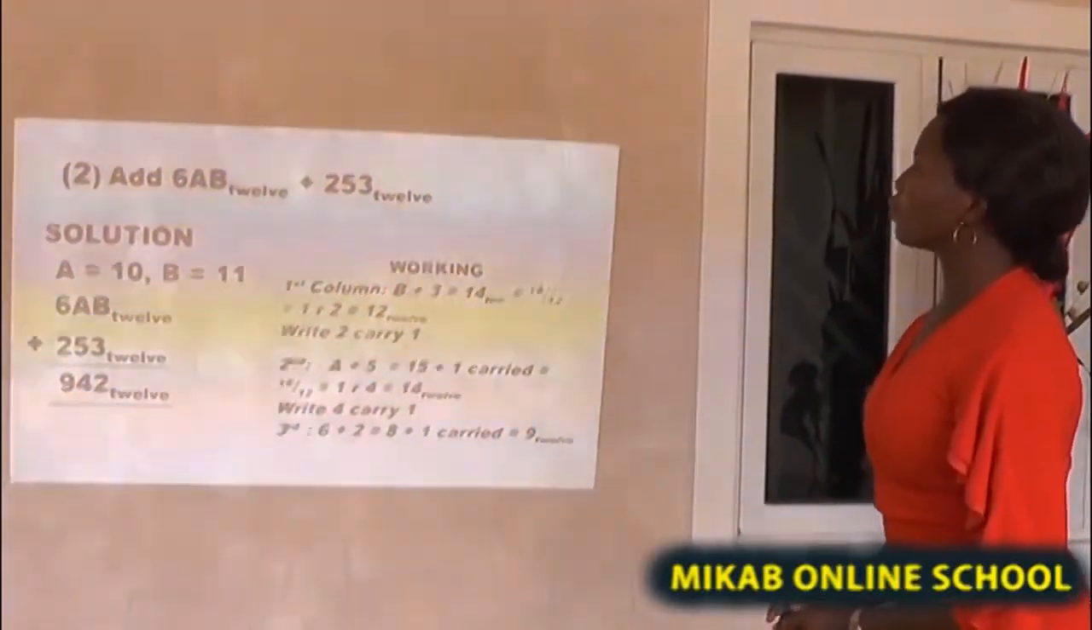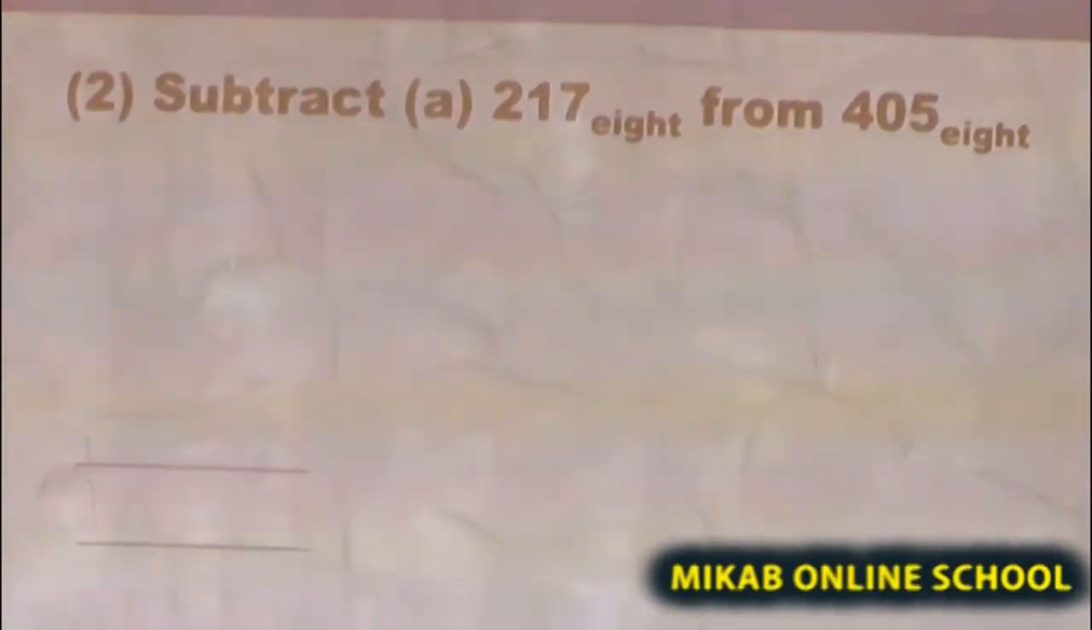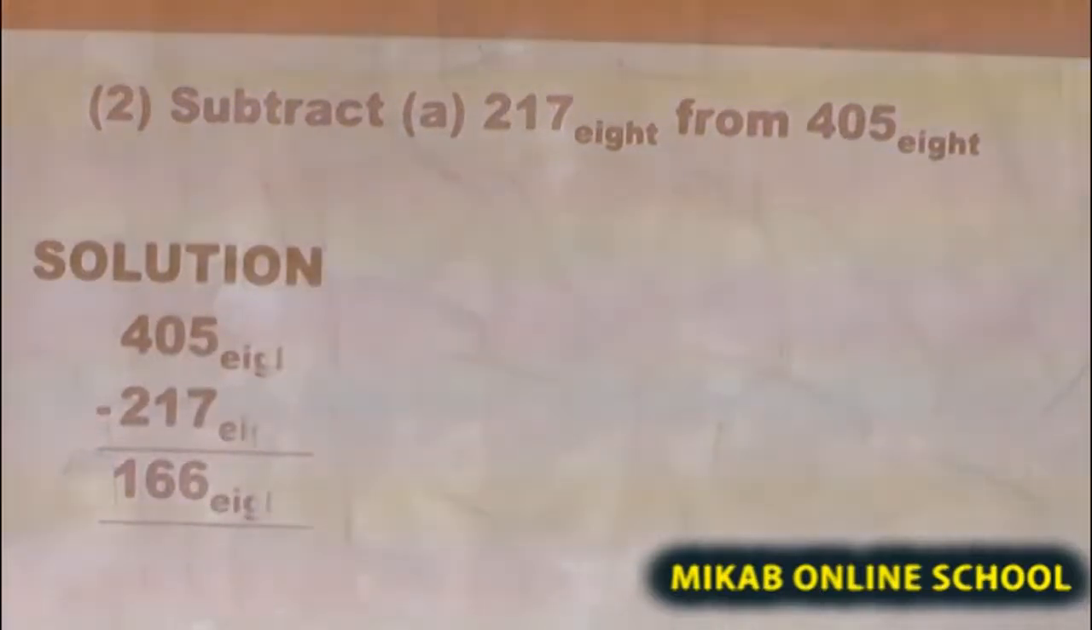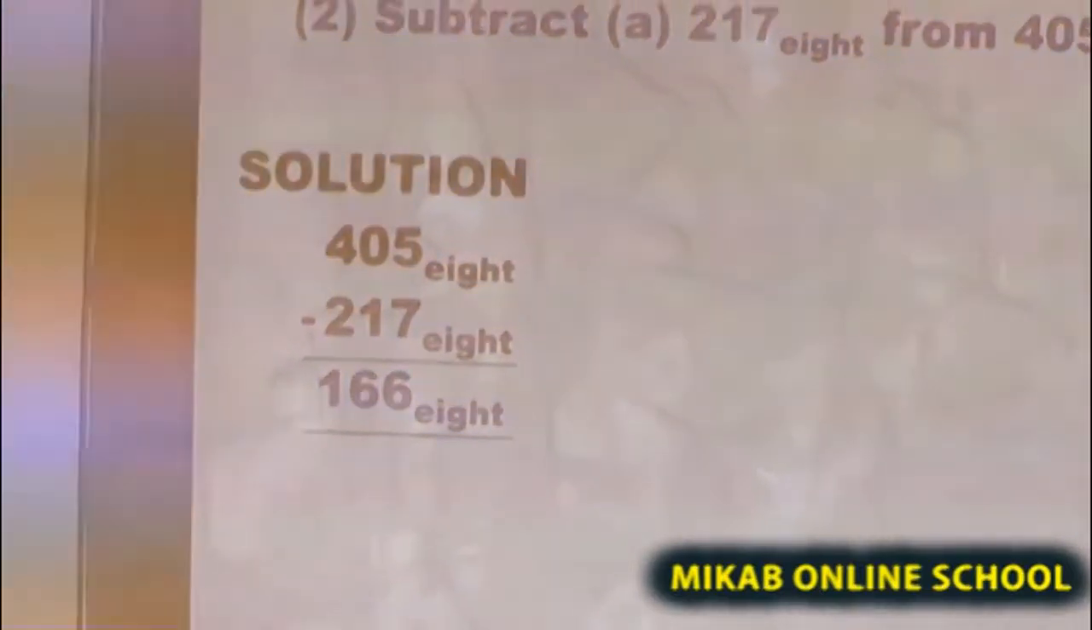Now we will move to the subtraction, how we subtract in bases. Now this is a base 8 number. 217 base 8 to be subtracted from 405 base 8. Okay, so here we have the first column.